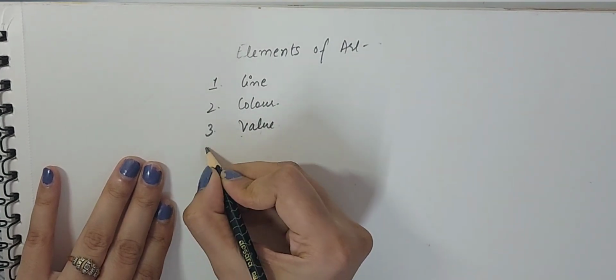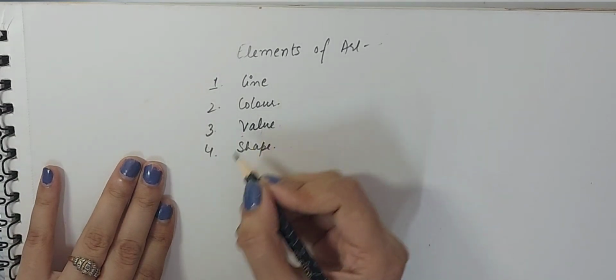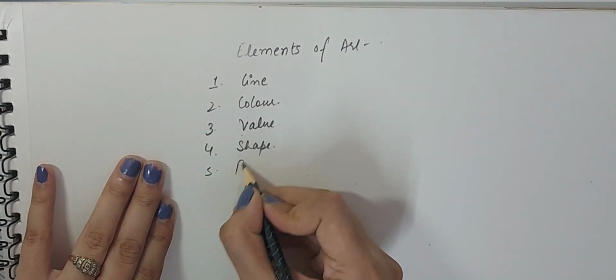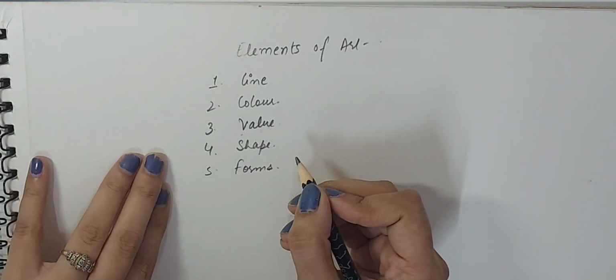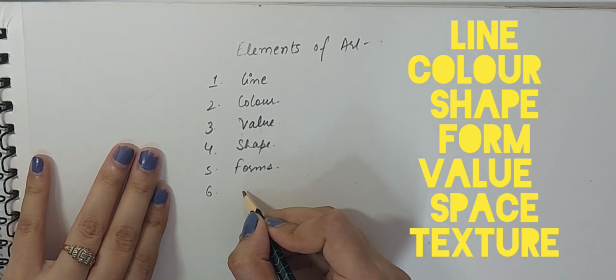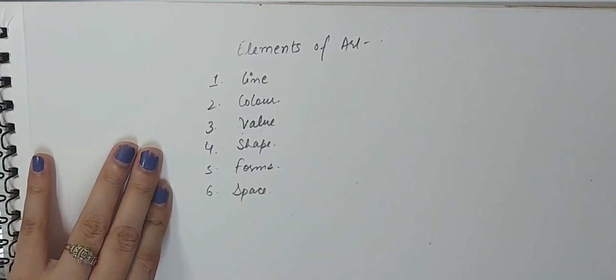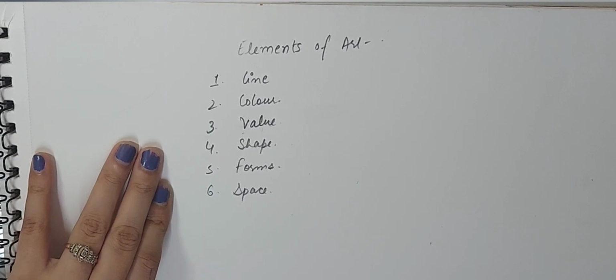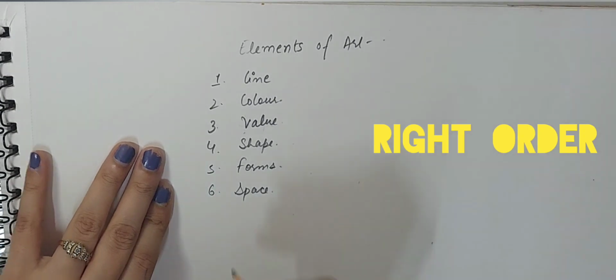That can be any drawing, the sketch we make, or any painting. Even the bigger paintings or small paintings, we need to use these elements of art. So they are line, color, value, shape, form, space, and texture. But when we use them in our drawing, they are used in another order.